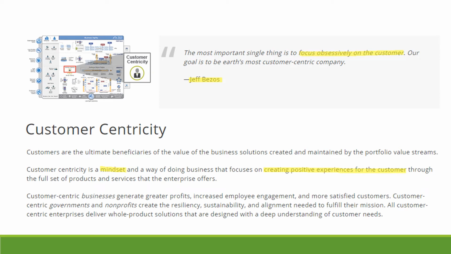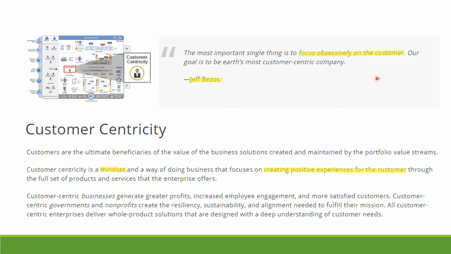The first one is customer centricity. Let's look at the statement from Jeff Bezos, the chairman of Amazon. The most important single thing is to focus obsessively on the customer. He's using the word obsessively. Our goal is to be the most customer centric company, and they are one of the most customer centric companies. Look at the words they're using so cautiously. They want to focus obsessively on the customer, right?